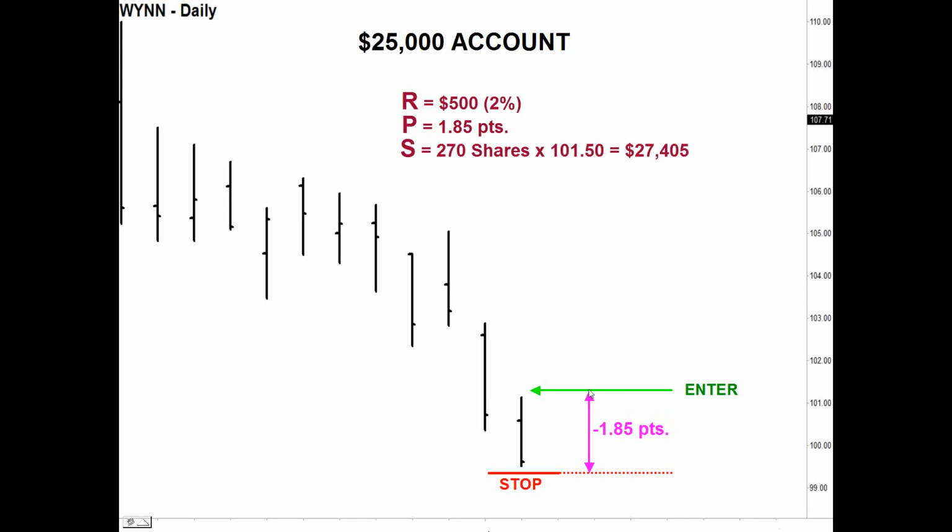Okay, now here's the problem. If you purchase 270 shares at 101.5, which is most likely where you'd buy it, how much does that come out to? How much would that take from your account?